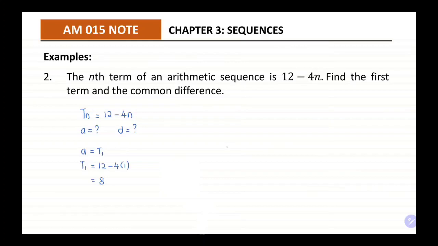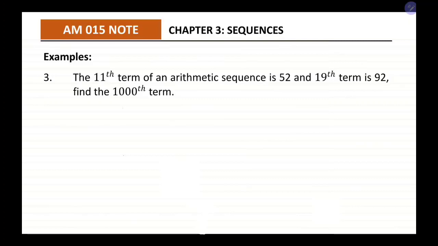And we find d, the common difference. To find d, we use the formula d equals T2 minus T1. How to get T2? We substitute 2 into Tn. So 12 minus 4 times 2, then minus T1. T1 we already found, so minus 8. Then we solve 12 minus 8 minus 8. Then we get the answer -4. So we conclude our first term is 8 and the common difference is -4.